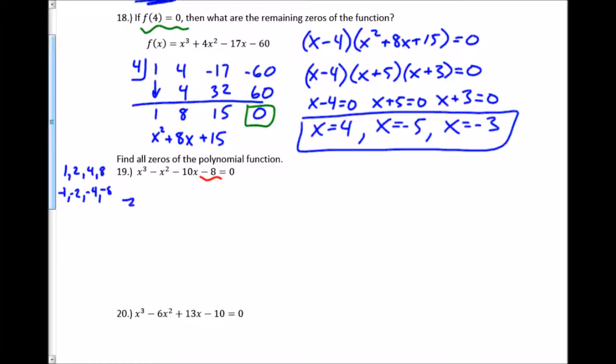Maybe I guess something like a 2. And I plug it in using synthetic division. Got a 1, a -1, -10, and a -8. I bring down the 1, I multiply, I add straight down, and repeat, and I get a -24. So that one doesn't work. I can cross it off my list, and then I just try again. Okay, and I keep taking guesses until I come up with one that works. So maybe I'll try a -2 next.